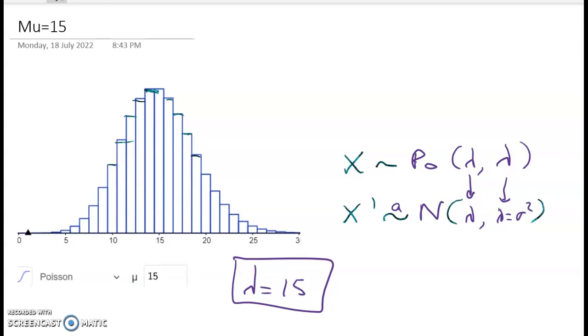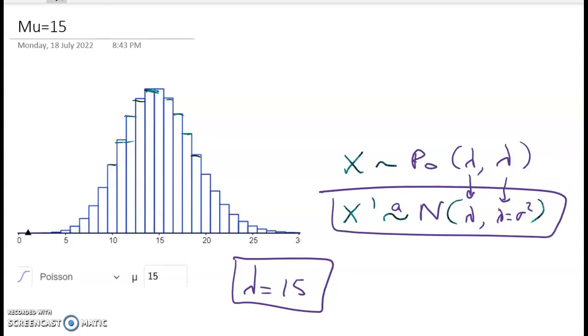Okay, but because we're approximating a discrete thing with a continuous thing, we have to do a continuity correction. And the way to do that is to think about which bar do you want to have included.